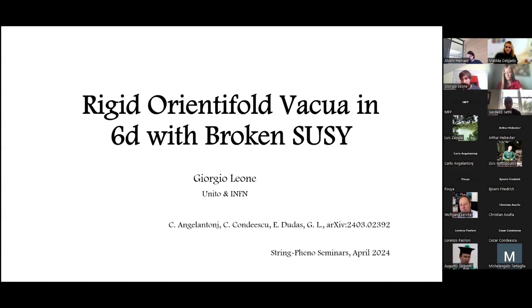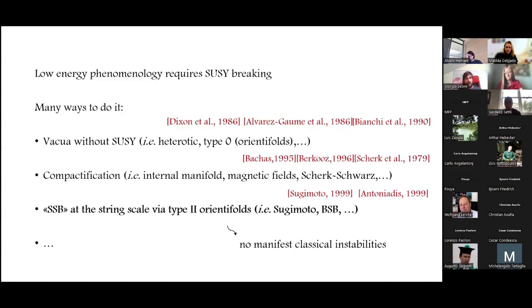Let me start by giving you some motivation. And of course, studying non-supersymmetric string vacua is a well-motivated task, both from a phenomenological but also from a conceptual point of view, and has received much attention in the last decades, and many people connected today have contributed to it. And it has become clear that string theory provides many ways through which such non-supersymmetric vacua can be built. Here is a list of some of the possibilities, which is by no means complete.